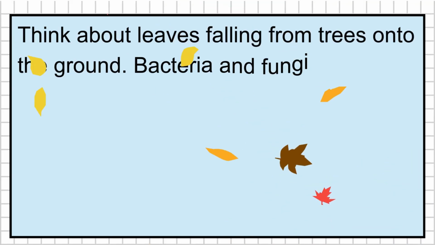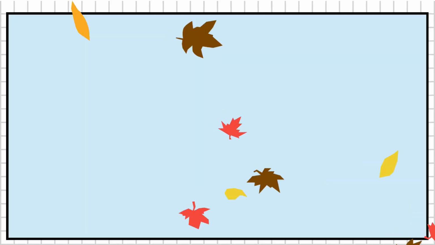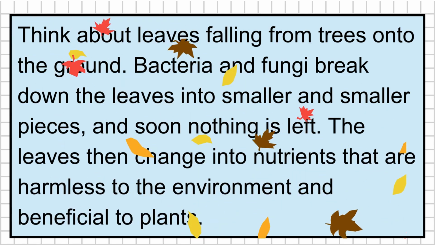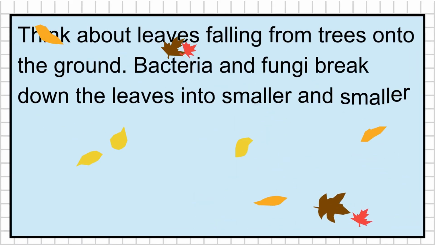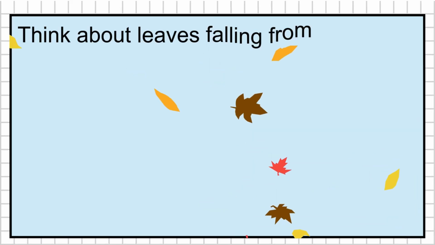Think about leaves falling from trees onto the ground. Bacteria and fungi break down the leaves into smaller and smaller pieces, and soon nothing is left. The leaves then change into nutrients that are harmless to the environment and beneficial to plants.